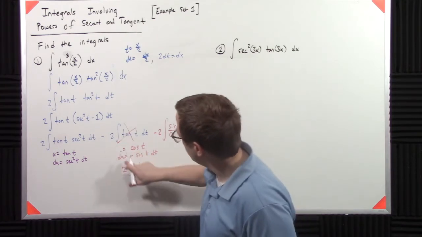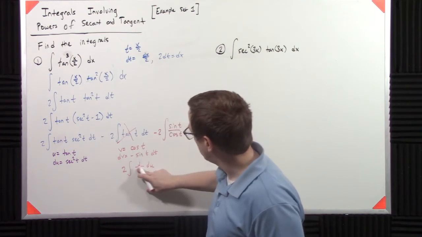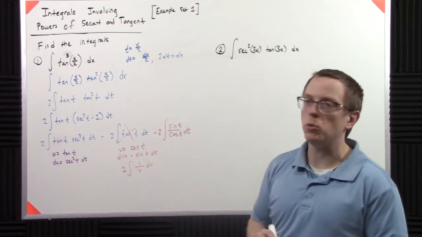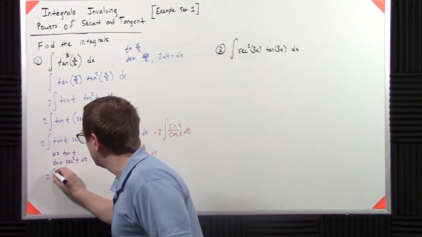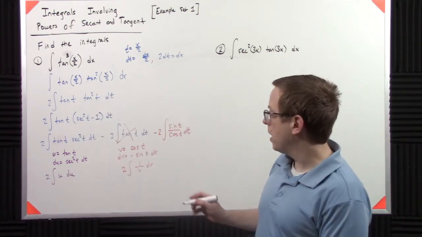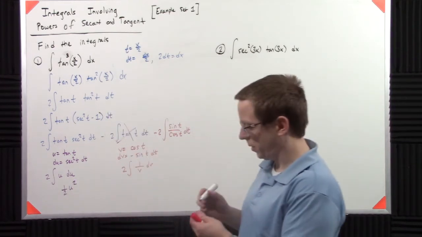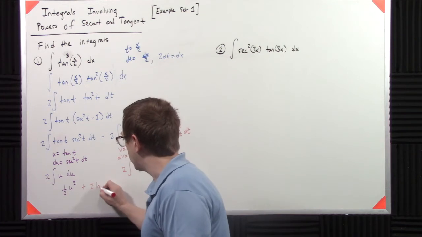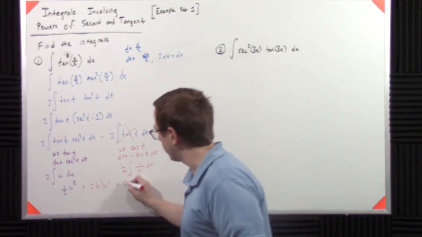Let's not use u here because I think that's confusing. So it's 2 times the integral of 1 over v dv. And over here I just have 2 u du. That one's real clean, right? So this becomes 1/2 u squared plus 2 natural log of v. And of course you get a plus c.